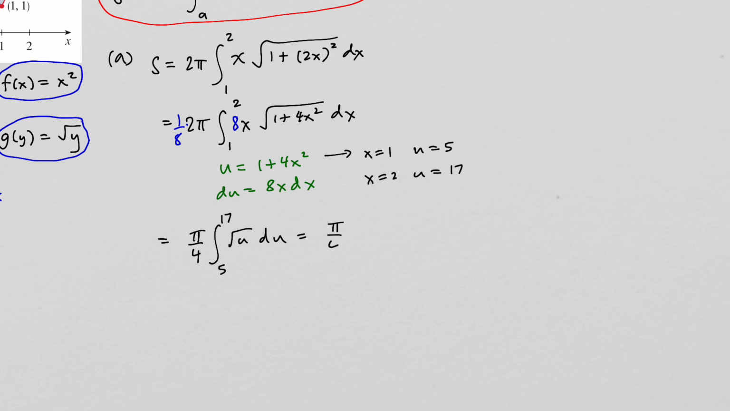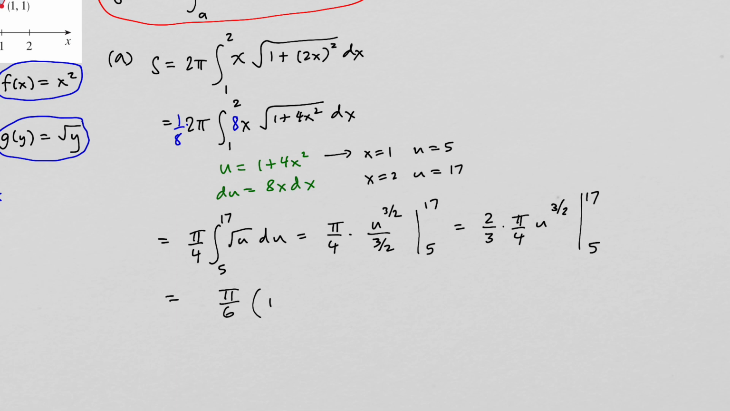Now we have pi over 4. The antiderivative of u to the 1/2 is u to the 3/2 divided by 3/2, and this goes from 5 to 17. This is going to be 2/3 times pi over 4 u to the 3/2. And this is pi over 6 times 17 to the 3/2 minus 5 to the 3/2.